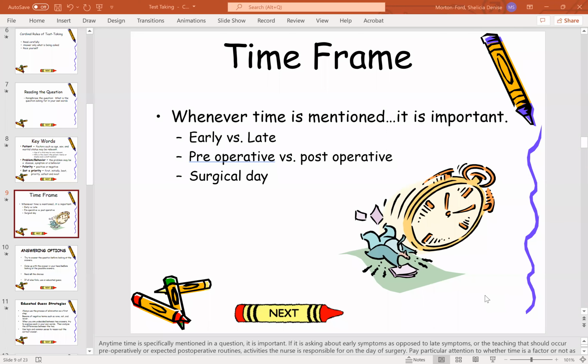So again, like I was saying, you want to think about, is it early in the process or later in that disease process? Is it before surgery? Because we do know we do certain things before surgery that we not necessarily would do after surgery. So break down that question, that scenario. Look at those keywords: early, late, during, after.